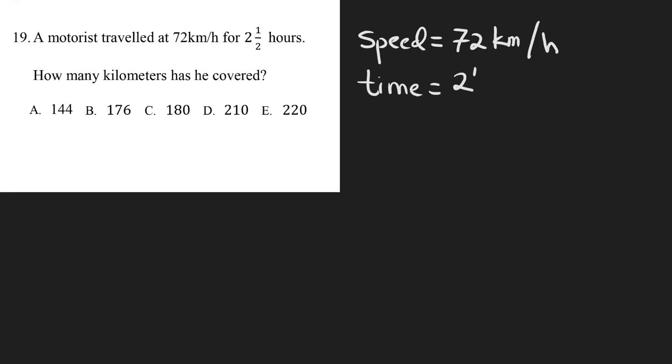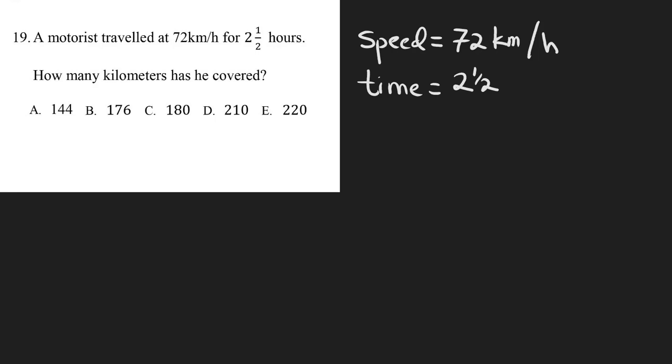Question 19 says that a motorist travels at 72 kilometers per hour. What is measured in kilometers per hour? Of course, it is speed, right? For 2.5 hours. That's time, right? How many kilometers has he covered? So remember we said that the motorist travels at 72 kilometers per hour. Whenever you see kilometers per hour, know that it is speed. So we say speed is equal to 72 kilometers per hour. Then time in hours, so we have time is equal to 2.5 hours.